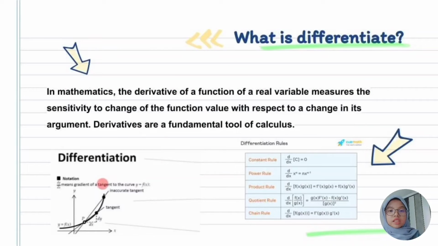What is differentiate? In mathematics, the derivative of a function of a real variable measures the sensitivity to change of the function with respect to a change in its argument. The derivative is the fundamental tool of calculus. Differentiate means the gradient of the tangent to the curve y equal to f(x). We also provide in our slide the differentiation rules, which are the constant rule, power rule, product rule, quotient rule, and chain rule.